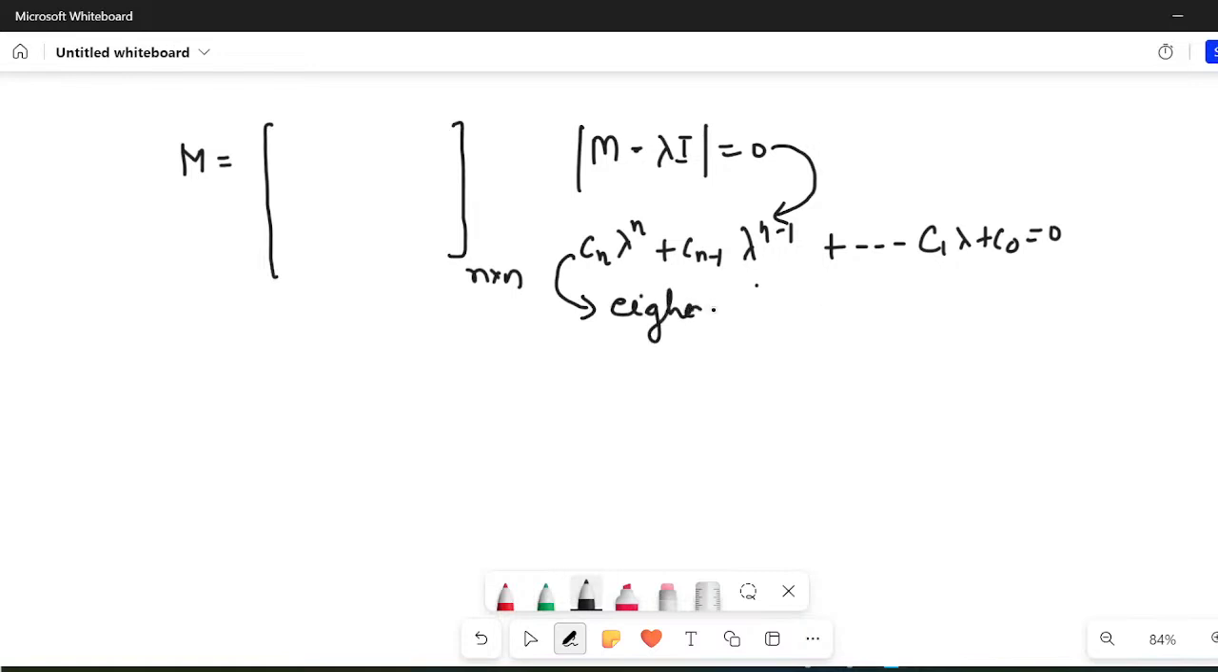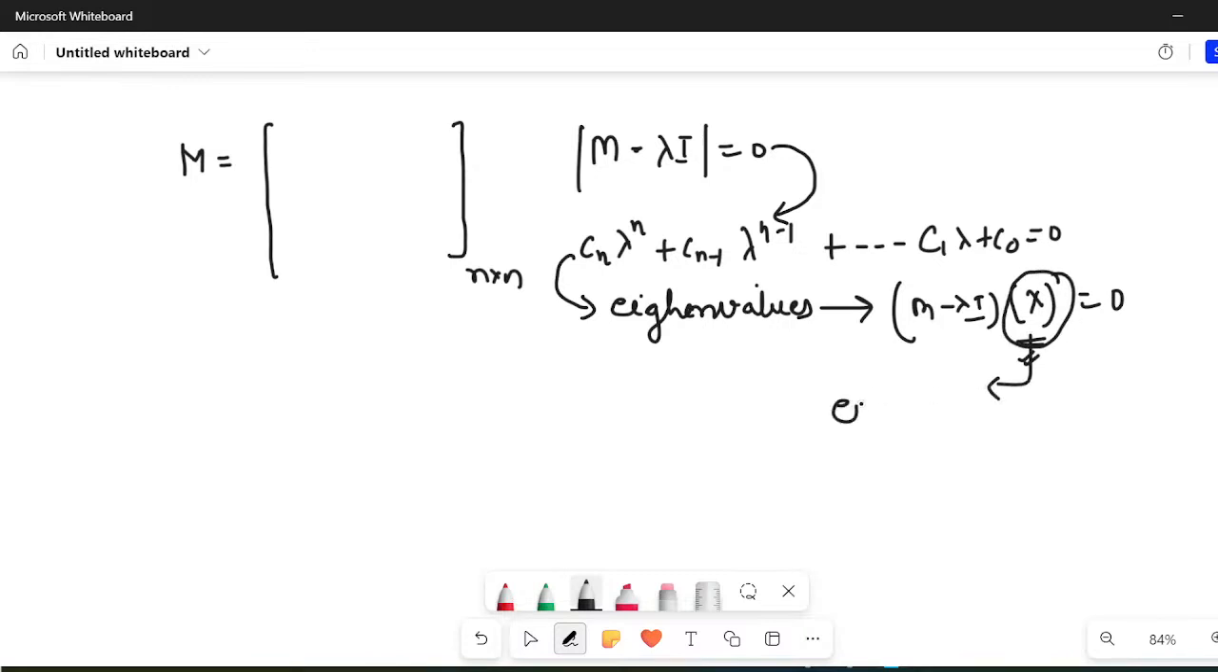On solving the characteristic equation, you can get the eigenvalues. Once you get these eigenvalues, you have to multiply M minus lambda I with a column vector x and try to find this column vector x. This is what you call your eigenvectors.